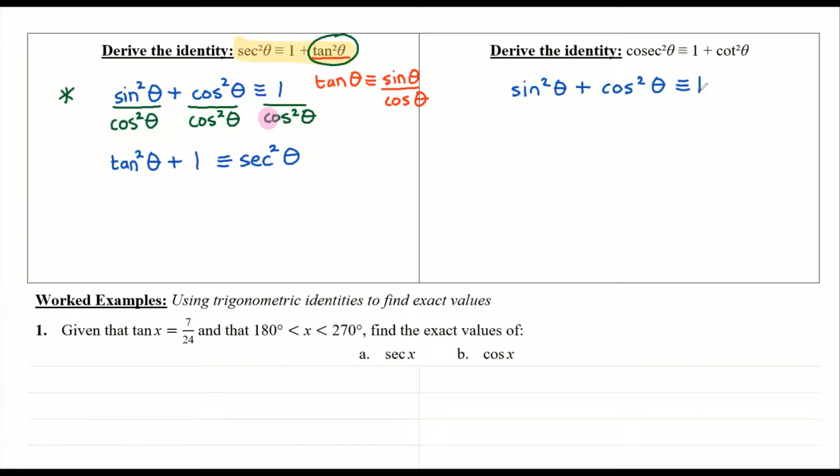Now, if we divide the whole thing by sine squared this time, okay, this would give us the cos over sine, which corresponds to cot. So I'll just make a note of that as well. So we know that cot theta, remember, is the reciprocal of tan theta. So it's going to be cos theta over sine theta.